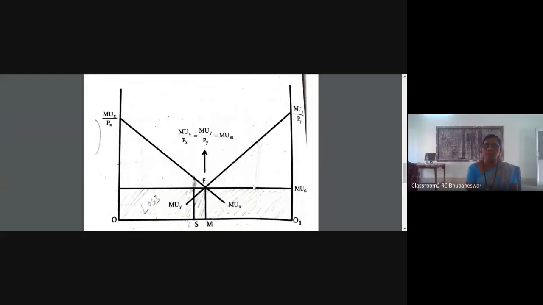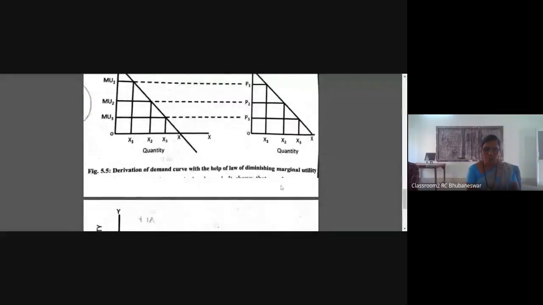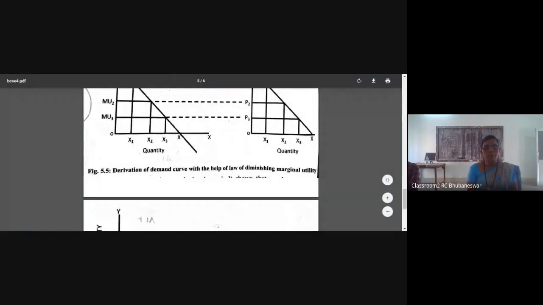Then how can we derive the demand curve with the help of diminishing marginal utility? We know that the demand curve slopes downward to the right. The demand curve, or law of demand, shows the relationship between the price of a good and its quantity demanded. Between them there is a negative relation; they are inversely related to each other.